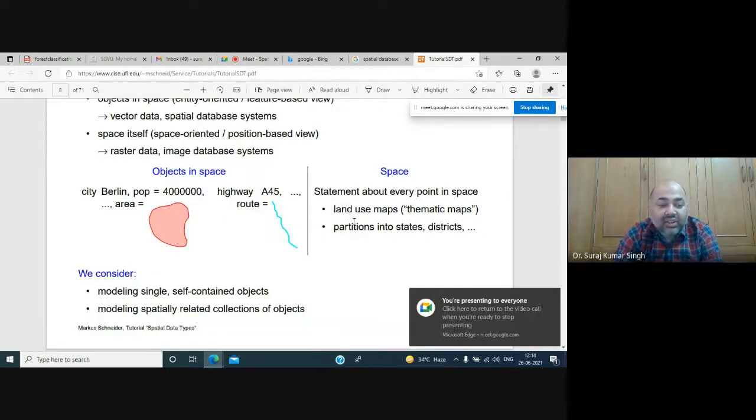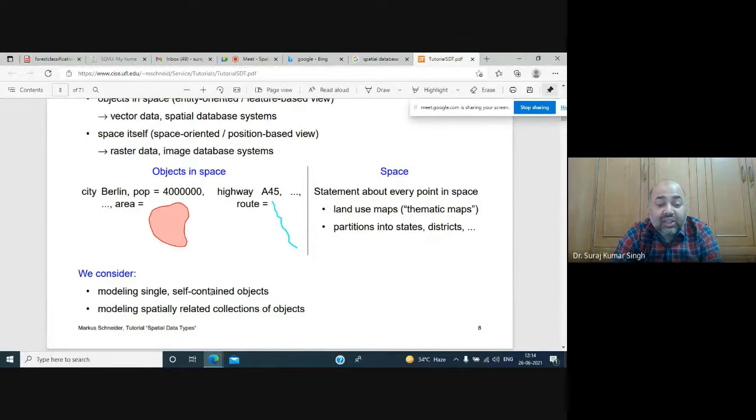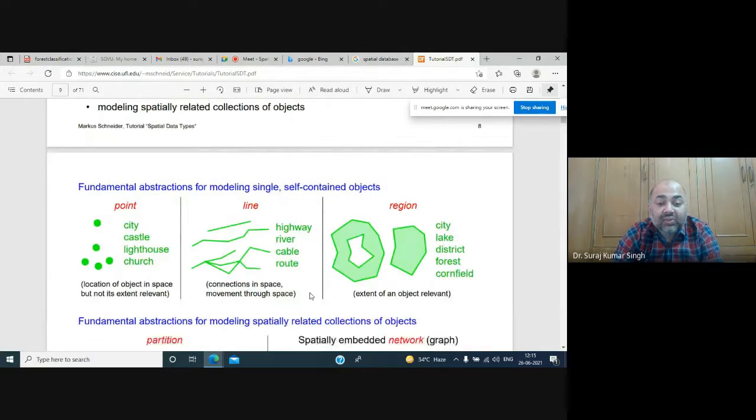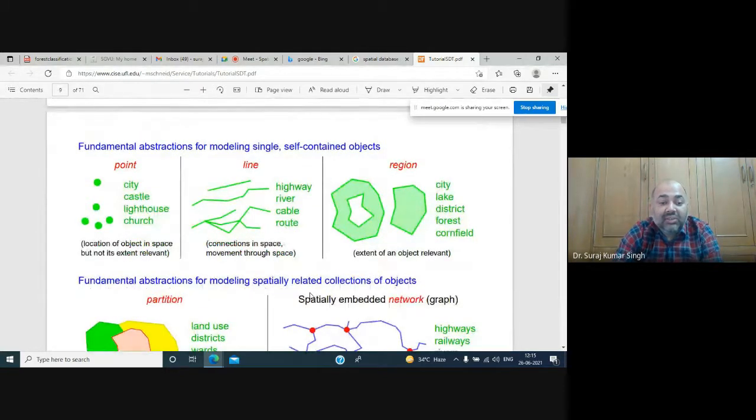So what do we have to consider? We have to consider that modeling is a single self-oriented object modeling, especially related collections of objects. So whenever we are talking about spatial data modeling, we are talking about fundamental abstractions for modeling self-contained objects. So what are those self-contained objects? One is point data. Point data will be stating about the city, the various temples, lighthouses. So they are the location of an object in space, but its extent is not relevant.